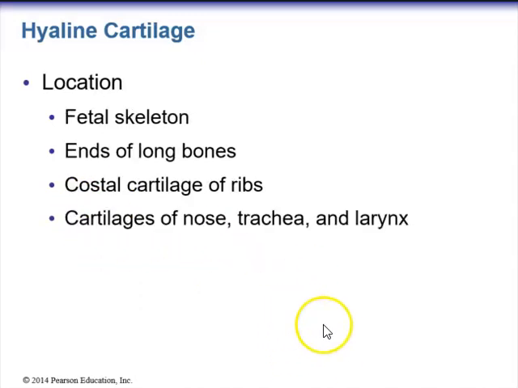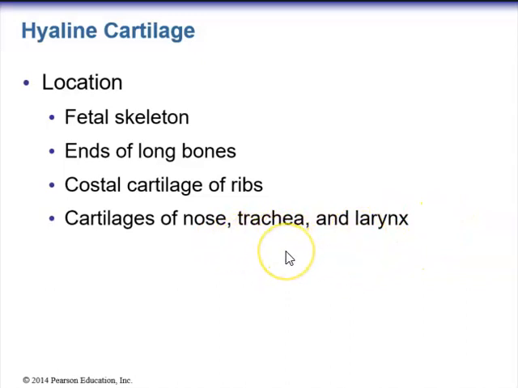We can find hyaline cartilage in the fetal skeleton. When the fetus starts forming the skeleton, it first starts out as hyaline cartilage, and eventually this cartilage will ossify and turn into bone. We can also find hyaline cartilage at the ends of long bones, at the costal cartilage of the ribs. This is the cartilage that attaches the ribs to the sternum. We can also see hyaline cartilage in the nose, the trachea, and the larynx.